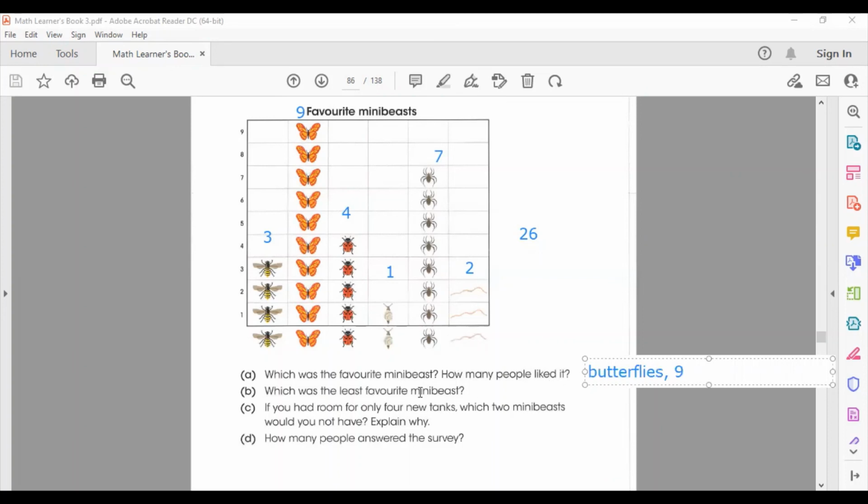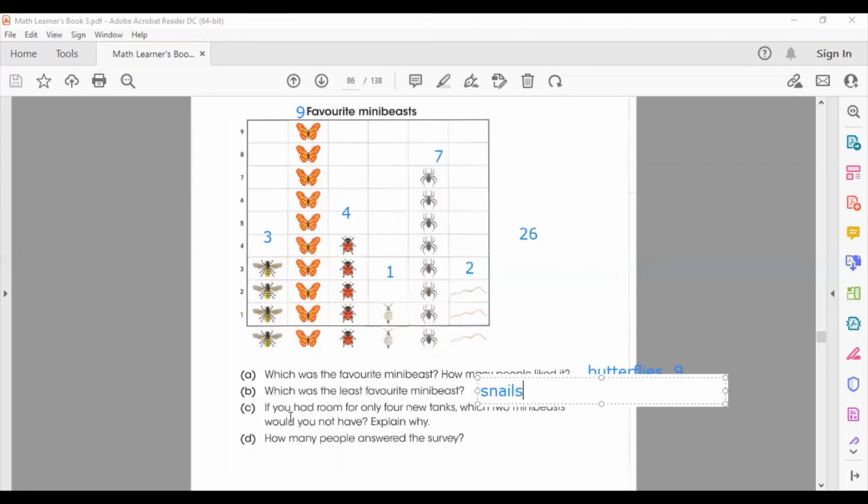Which was the least popular? No one likes this one. So you can write here it's snail. So snail is not popular. Mostly people don't like the snails.